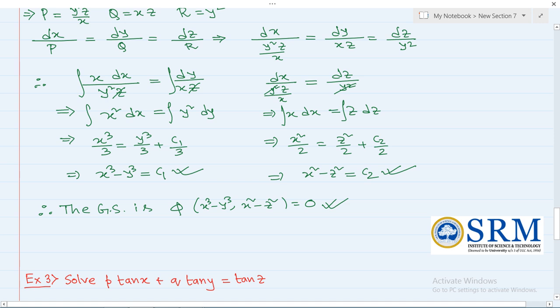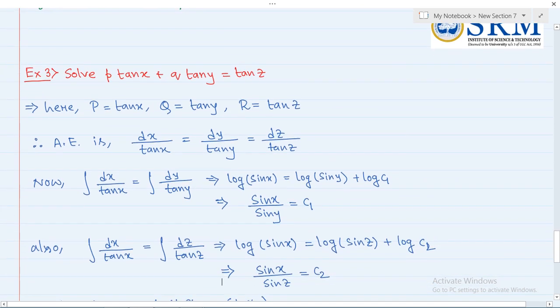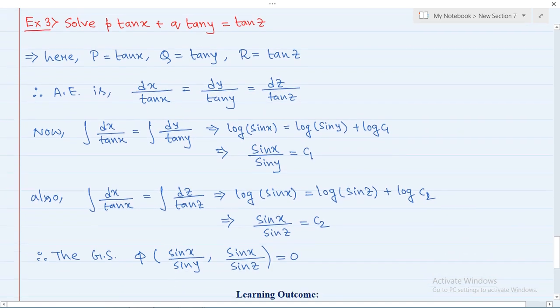Let us simply apply the same technique for the third problem. Solve small p into tan x plus small q into tan y equals tan z. So here capital P is tan x, capital Q is tan y, capital R equals tan z. So the auxiliary equation is dx upon P, dy upon Q, dz upon R. So I am taking these two factors together, dx upon tan x, dy upon tan y. The integration of tan x is log of sin x. So log of sin x equals log of sin y plus log of c1, I am taking for removal of log. So we get sin x by sin y equal to c1.